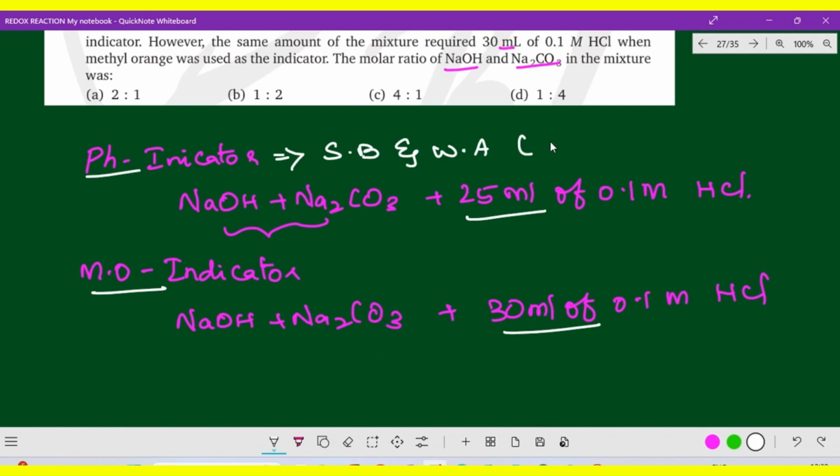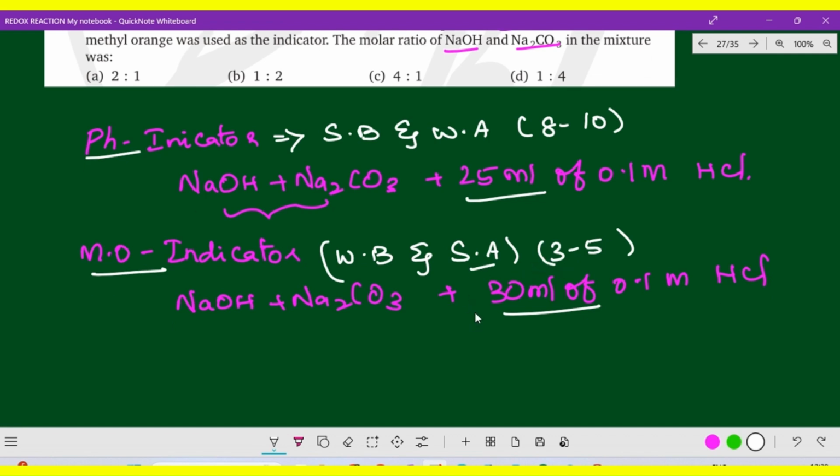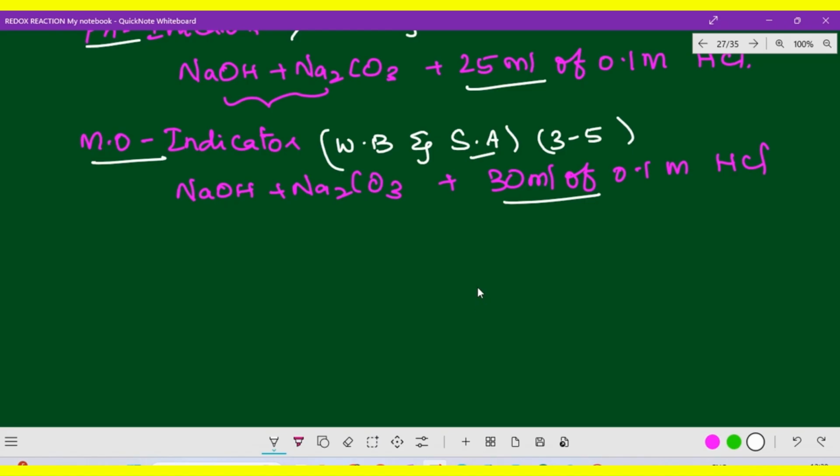Here the pH is 8 to 10, right? And the same way the methyl orange indicator is for weak base and strong acid. The pH here is 3 to 5. So that means it is a strong acid, right? So strong acid. Okay, now let us find the molar ratio. Now this is the question. Right, now let us find the molar ratio.